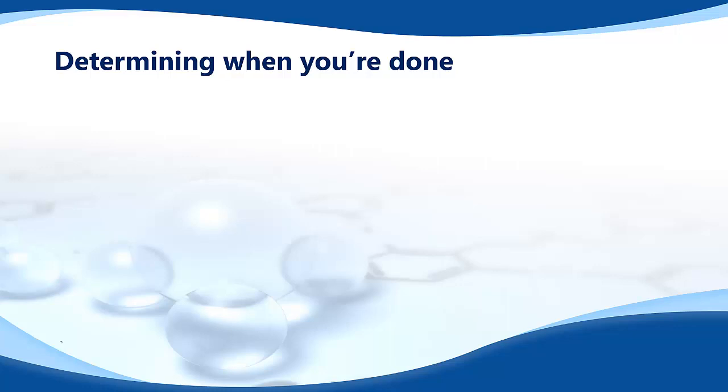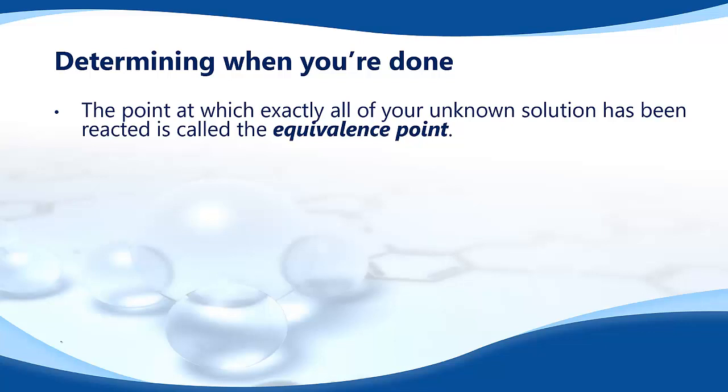Now, the point at which the reaction is finished is called equivalence. It's called equivalence because at that point, you have an equal number of moles of acid and moles of base in your flask. So you have what's called neutralized the solution. Neutralized doesn't necessarily mean a pH of 7. Neutralized just means that you've reacted exactly all of the acid and base in that mixture.